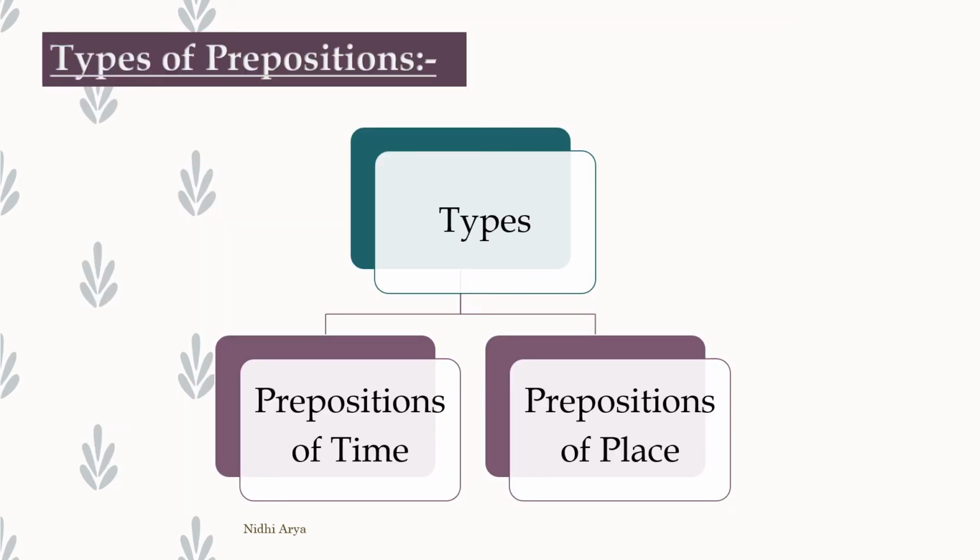So there are two types of prepositions. We categorize them into two types: prepositions of time and prepositions of place, as it's clear from these types only. These prepositions tell about time, and these tell what place it's related to.